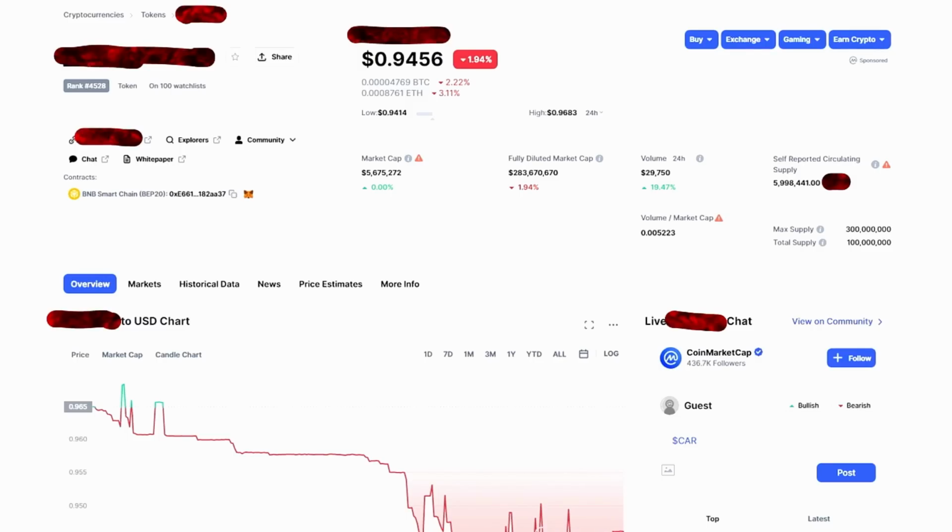Next thing is volume. So 24-hour volume. No one is playing with this. 30K a day? Nah, nothing. Self-reported circulating supply, most of this is rubbish. All I want to see is what has the chart actually done from the day of birth. It launched and has gone down.